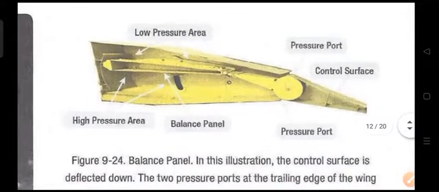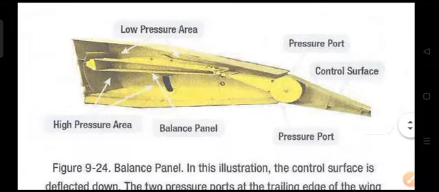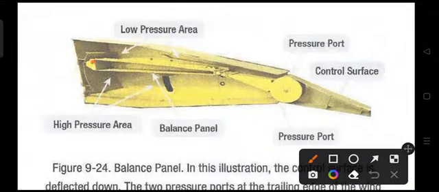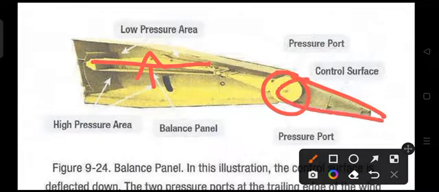Okay, this is the balance panel that I have explained to you just now. There is a high pressure area and a low pressure area. This diaphragm in between, if it moves, will assist the movement of the control surface. This is the control surface.